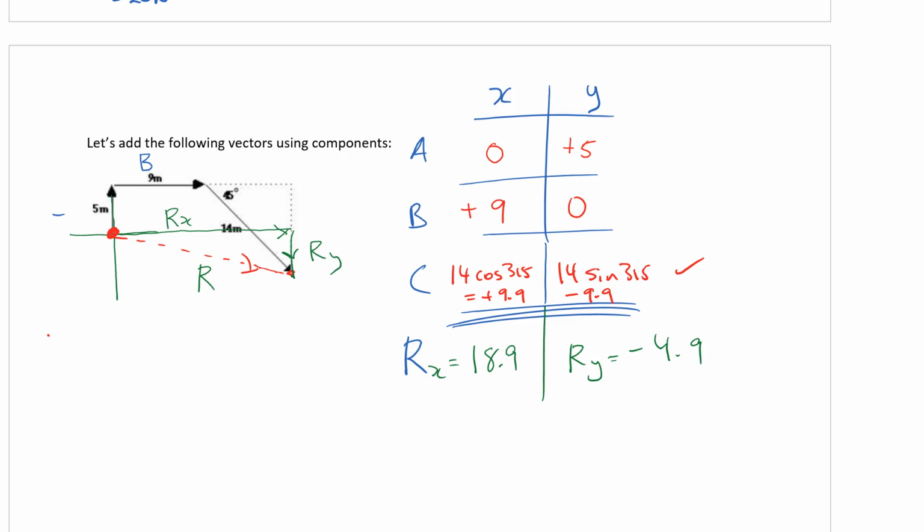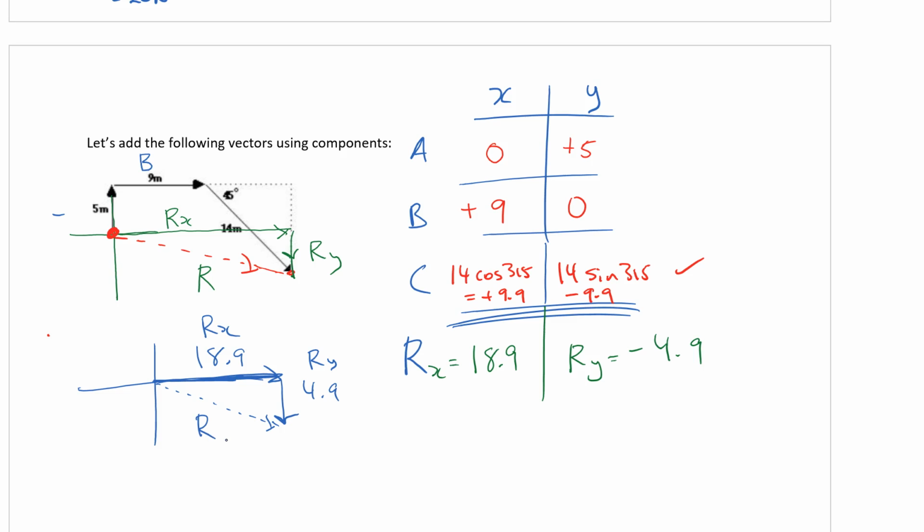In other words, if I just consider these two, I'm going to have an x. Again, I'm going to draw my x first. Here's my x of 18.9. Here's my y downwards. That's because it's negative 4.9. And so this is my x component of my resultant. This is the y component of the resultant. And this is my resultant.